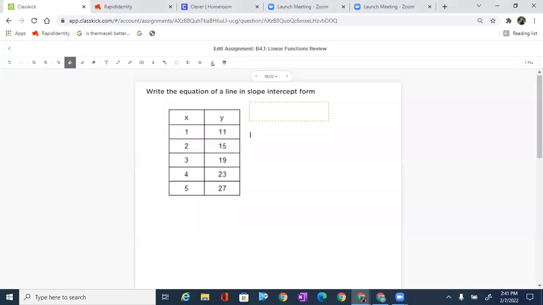Let's go ahead and write the equation of a line in slope-intercept form, which is y equals mx plus b. If you recall, m is our slope and b is our y-intercept. Our y-intercept is when x equals 0. And our slope, we can define it a few different ways.